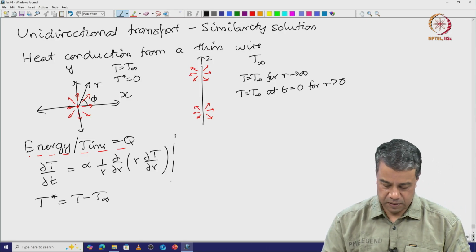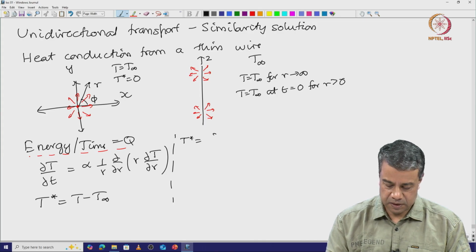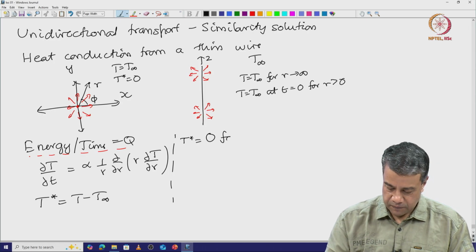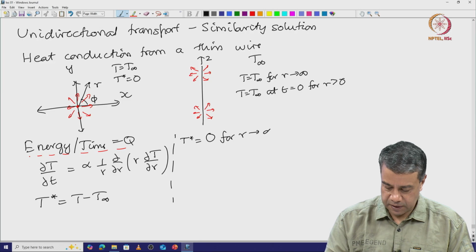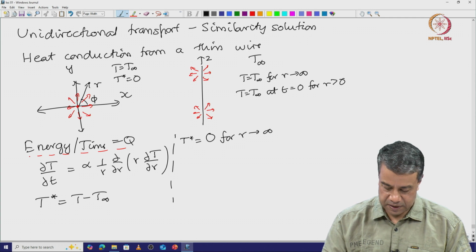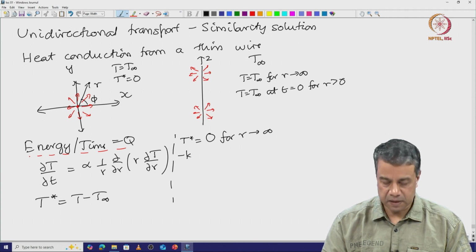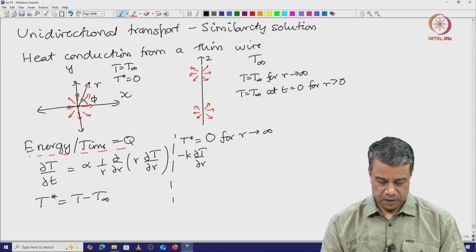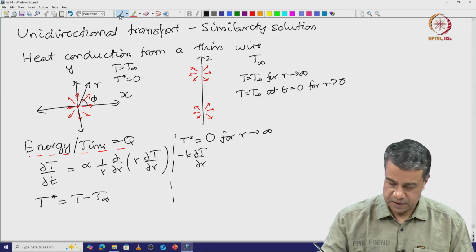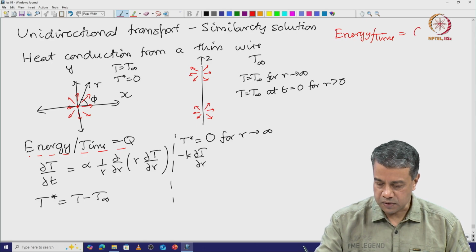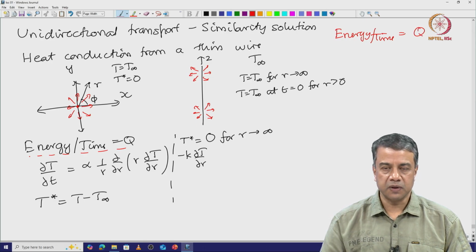So, the boundary conditions reduce to T star is equal to 0 for r going to infinity. And the heat flux, that is minus k partial T by partial r. Note that the energy per unit time, I will write it over here, energy per unit time is equal to Q. The energy per unit time at the wire.